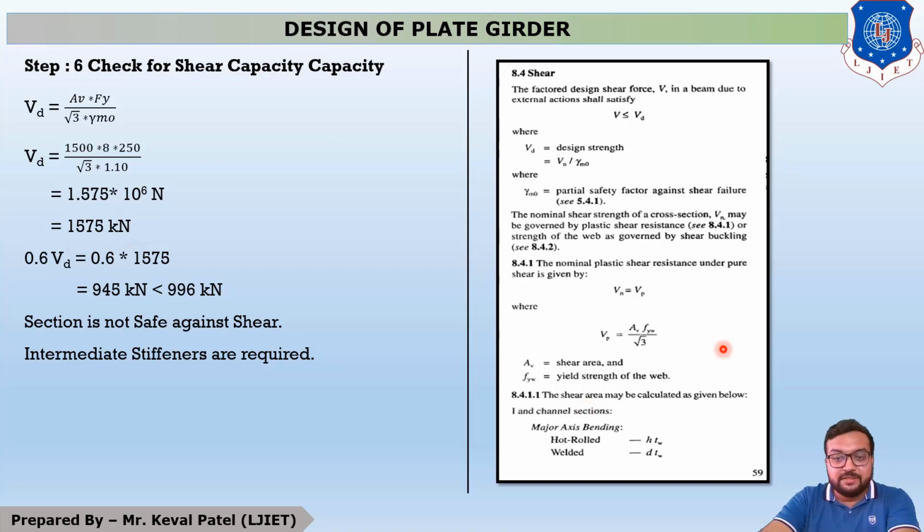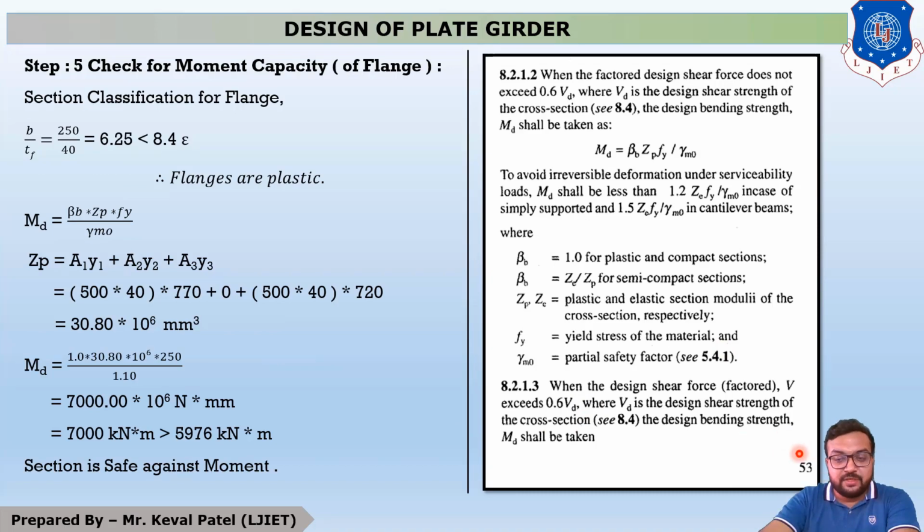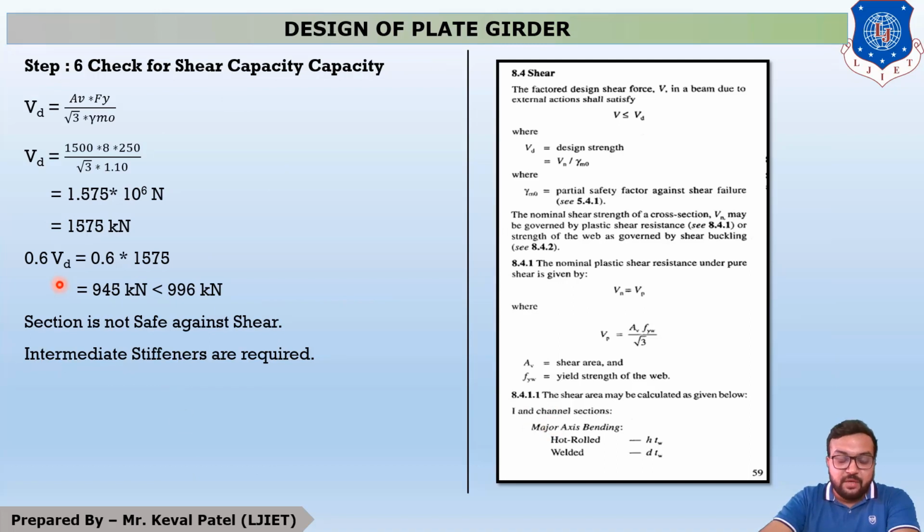Now, this is not your final answer. You can see over here on page number 53 that your Vd is multiplied with 0.6. This V does not exceed 0.6 Vd, so we have to check 0.6 Vd. If we multiply this value with 0.6, you can see that our answer is less than our maximum shear force. It means our web portion which resists shear force is not capable of resisting the maximum shear force. That's why we need to provide intermediate stiffeners. So students, this is the end of our step number 6.